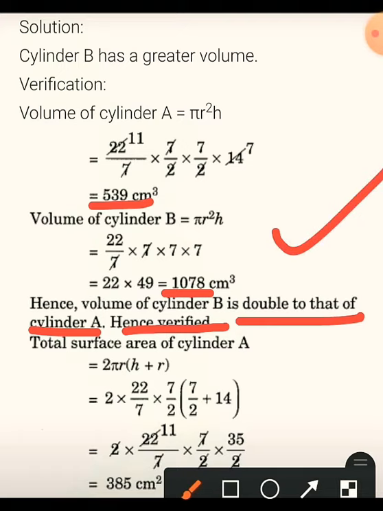So this is done. Now second, they are talking about surface area. Again we have to find the surface area of both the cylinders. So first we will find out the total surface area of cylinder A.